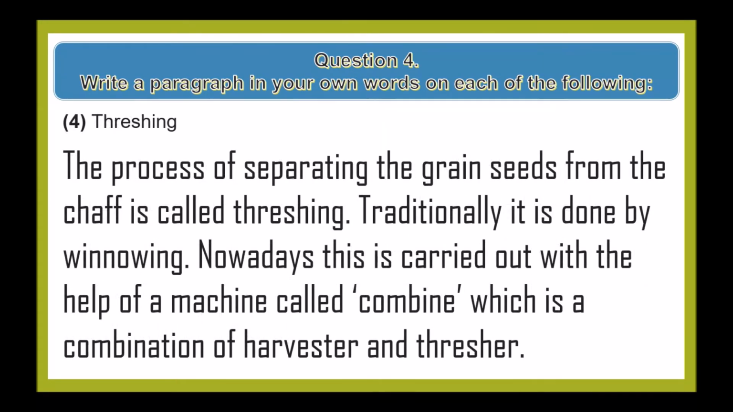Next is threshing. The process of separating the grain seeds from the chaff is called threshing. Traditionally, it is done by winnowing. Nowadays, this is carried out with the help of a machine called a combine, which is a combination of harvester and thresher.